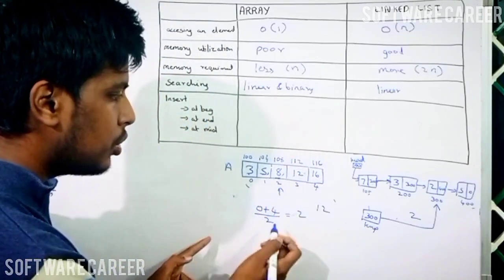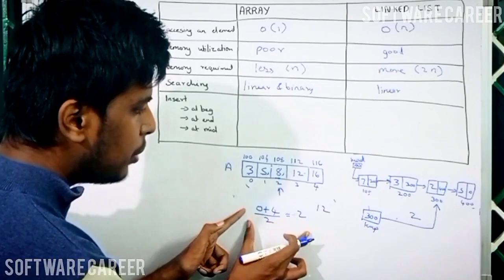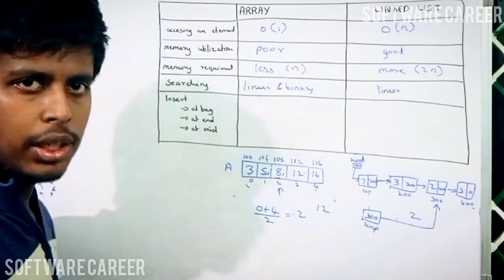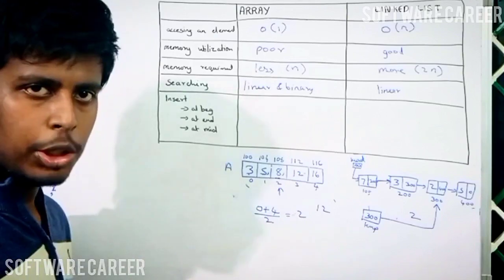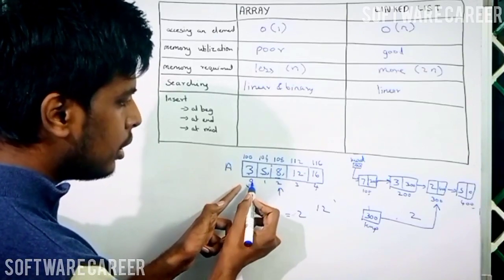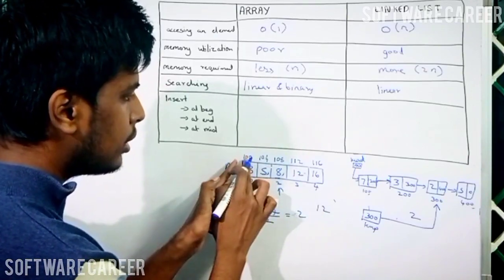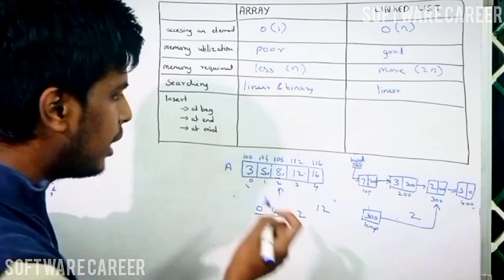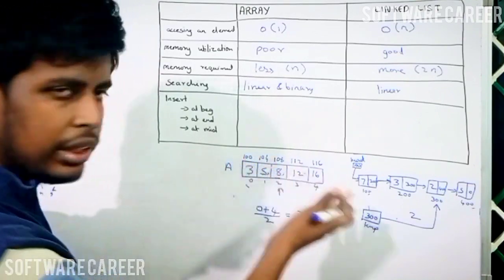For binary search you should use this step, so we are finding the middle index by using this formula. Now in an array this is possible because it is continuous. 0, 1, 2, 3, 4, like addresses are continuous in sequential manner. 100, 104, equal intervals are there.